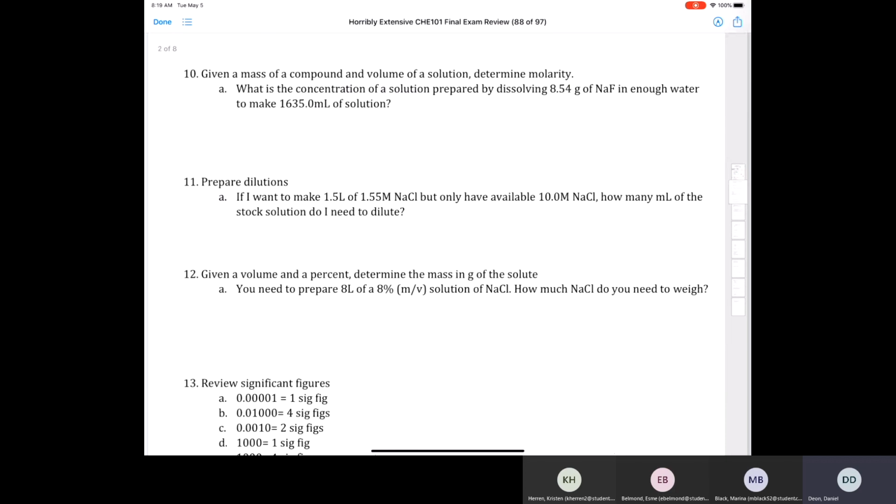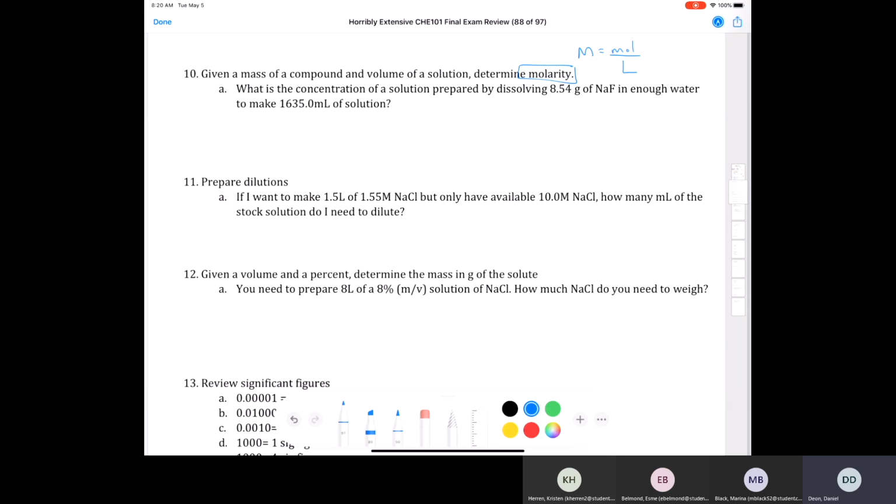Question number 10 says, given a mass of a compound and the volume of solution, determine molarity. So we use the big letter M for molarity. Molarity is equal to the number of moles of solute divided by the liters of solution. Let me just clean that up a little bit there.